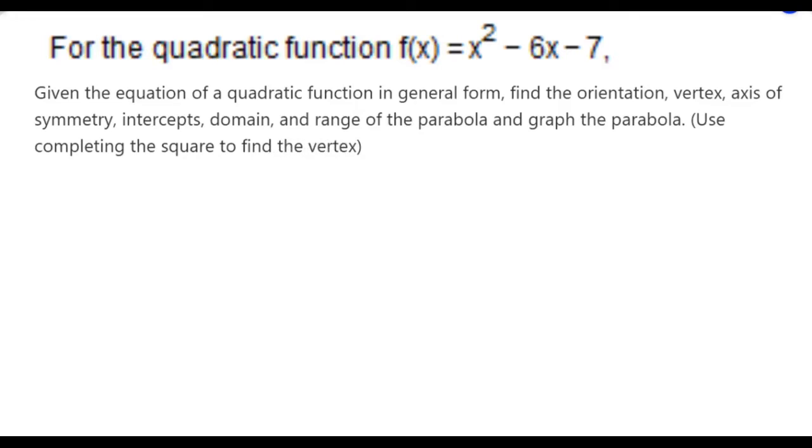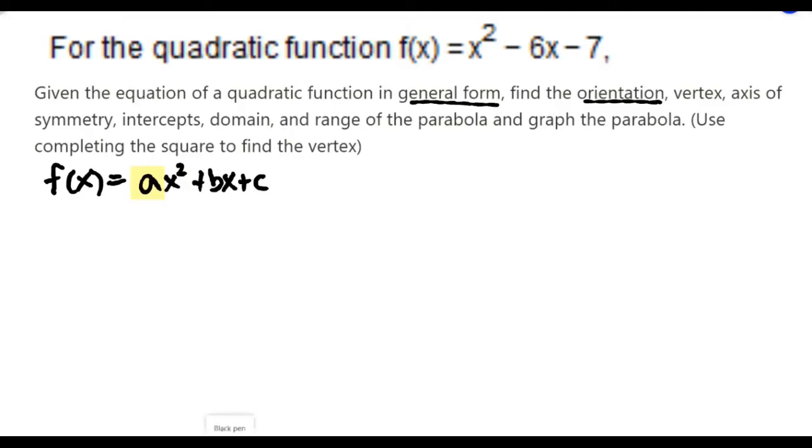So we're going to start off by understanding what is the general form of a quadratic function. The general form is f of x equals ax squared plus bx plus c. And to determine the orientation of the parabola or quadratic function, all we need to know is the value of a. A is the coefficient on the x squared term.